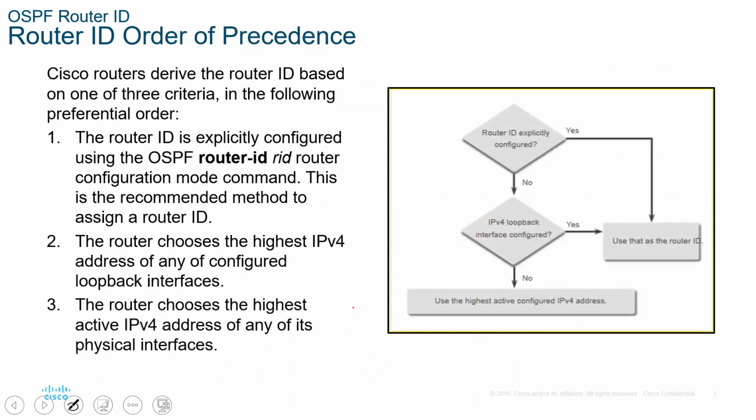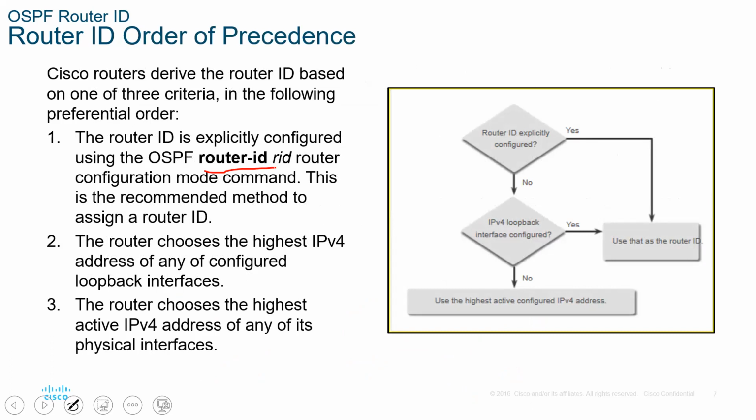So Cisco routers derive the router ID based on one of these criteria. The first one is that the router ID is explicitly configured using the OSPF router-id command. All right, so it is recommended to use this basically.